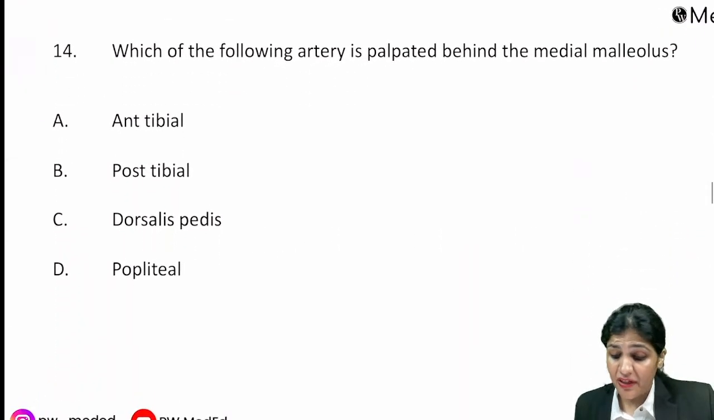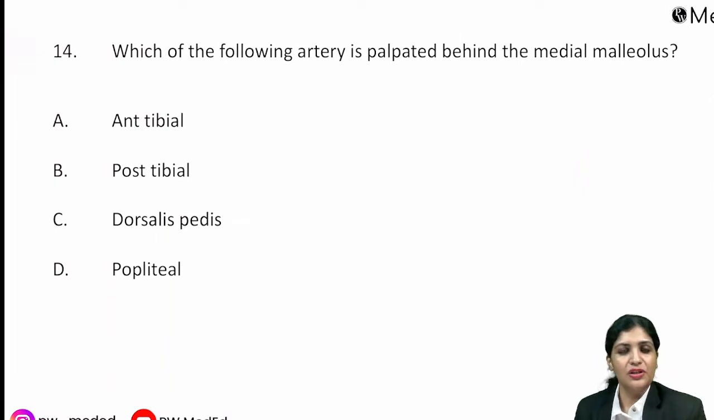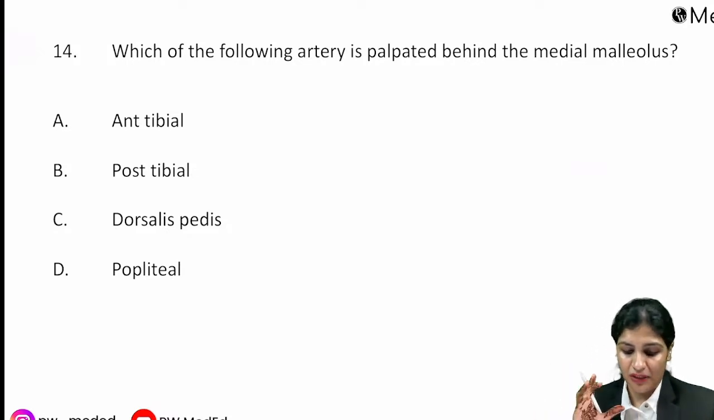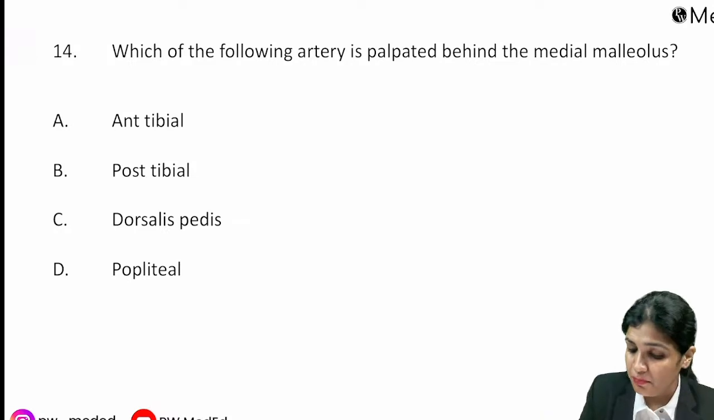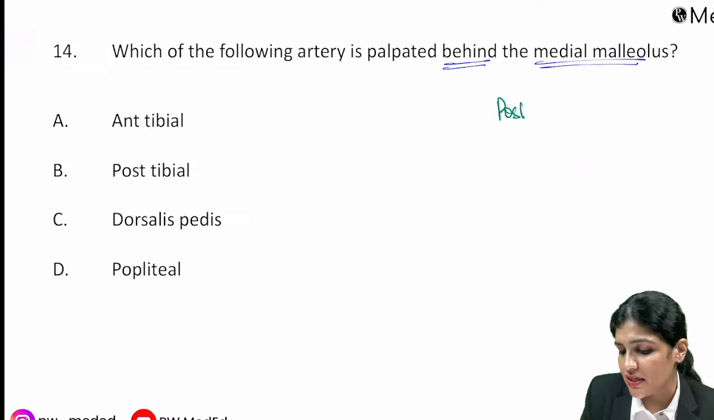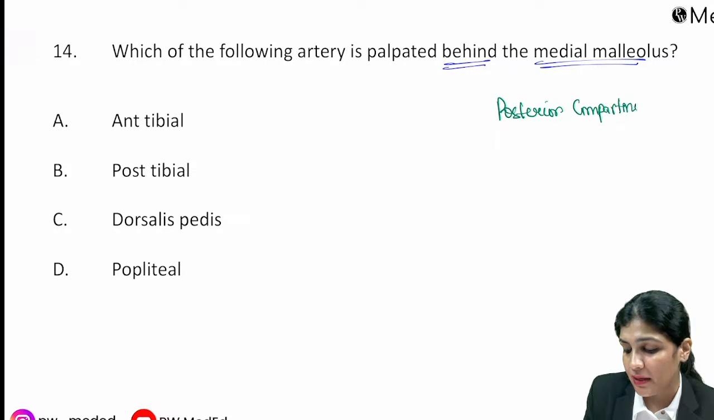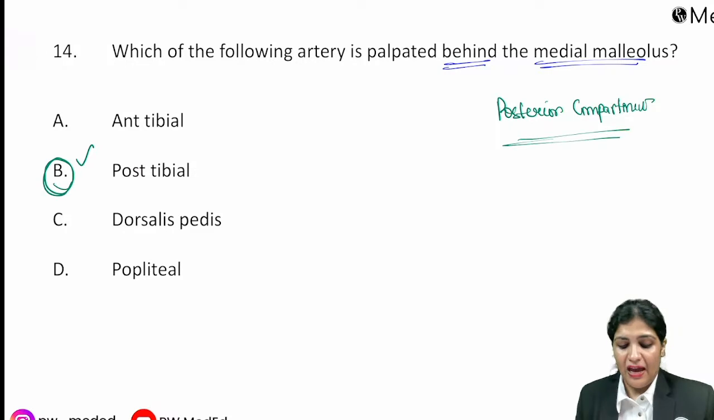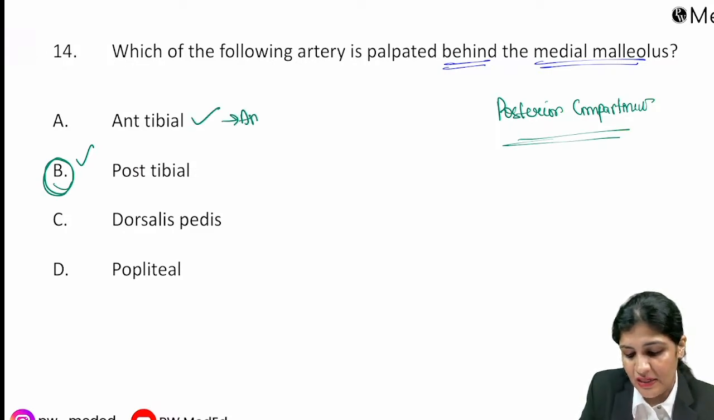Which of the following artery is palpated behind the medial malleolus? So this is again an anatomy question. So you have to be thorough with the various vessels and the nerves of the compartments. And if you see, this is behind the medial malleolus. So behind the medial malleolus is nothing but your posterior compartment. So what is the artery of the posterior compartment here? So it is your posterior tibial artery, and anterior tibial is present in the anterior compartment, right? So the continuation of your anterior tibial is your dorsalis pedis.